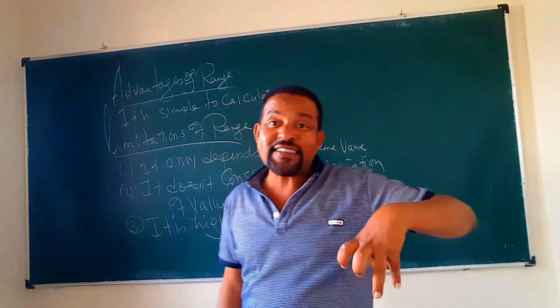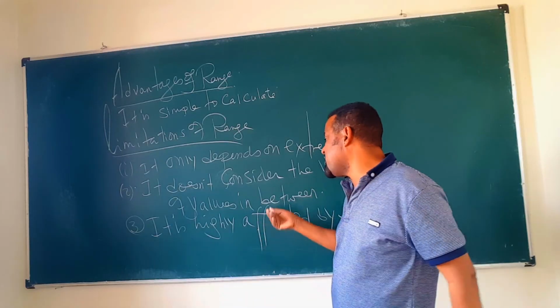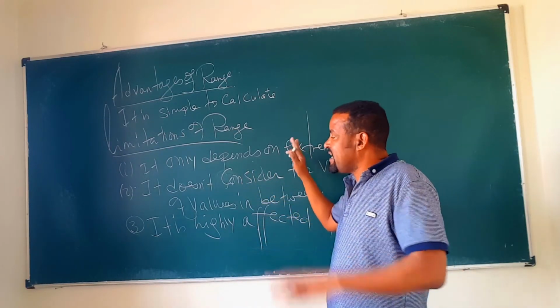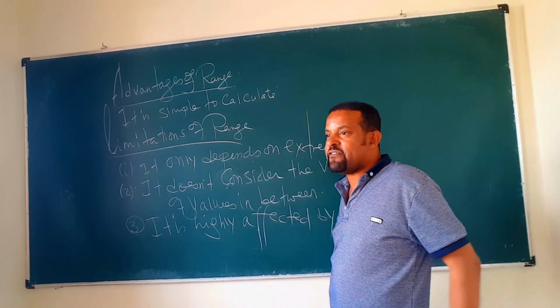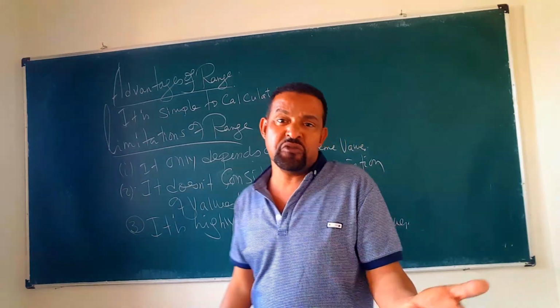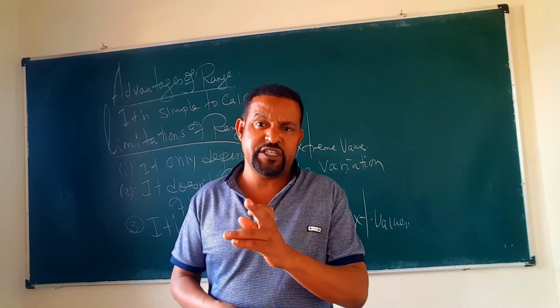So it is highly affected by what? The extreme values. It doesn't consider the variation of the values in between. So it only depends on what? These are the limitations or the disadvantages of the range. The advantage is that it is very simple to calculate. The simplest calculation in measures of dispersion is range. Good.